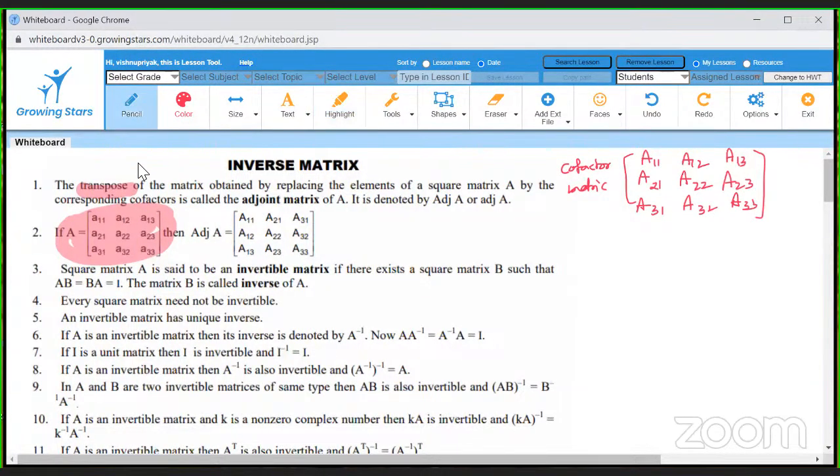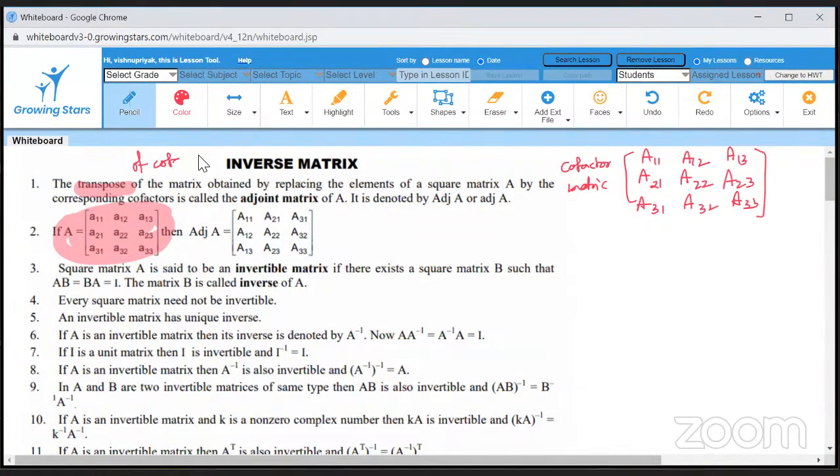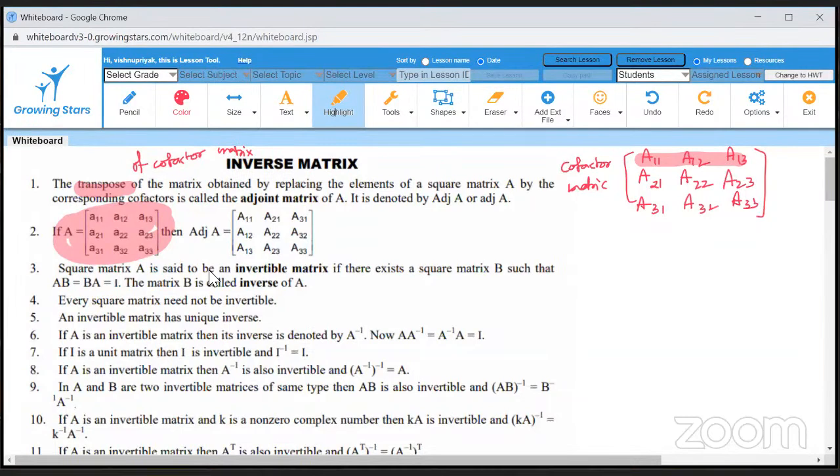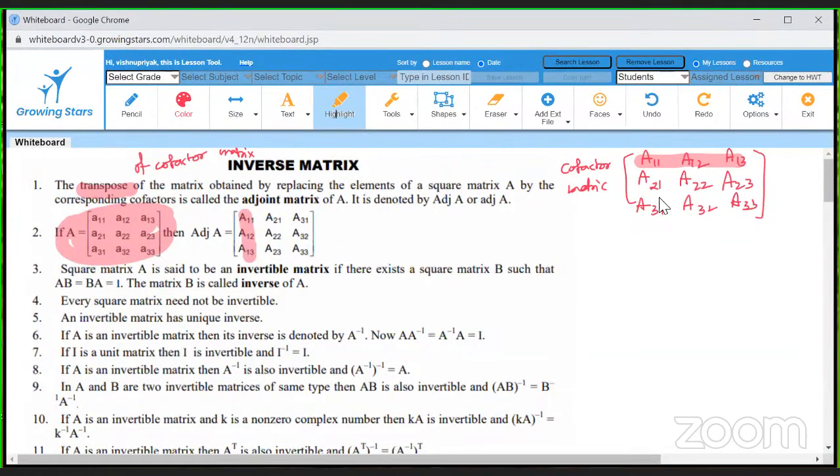Take transpose of cofactor matrix. What do you mean by transpose? First row, write as first column. Second row, write as second column. Third row, third column. That matrix is called adjoint matrix. Adjoint of A, adjoint matrix.